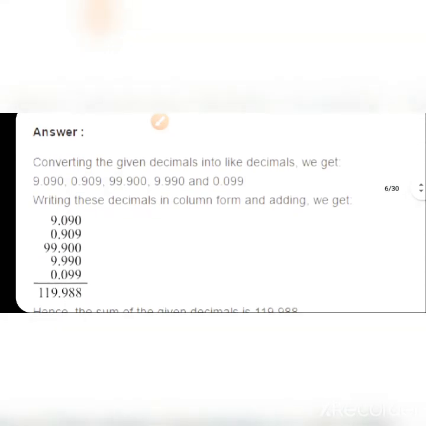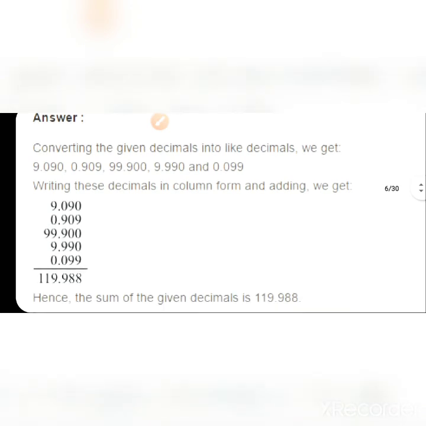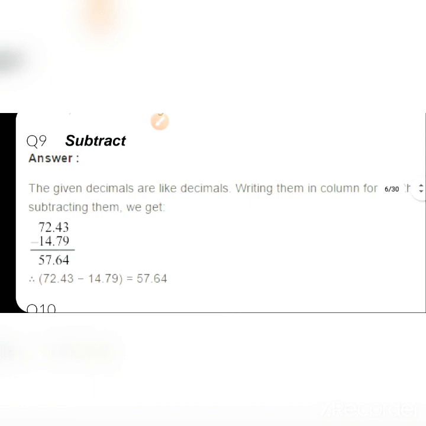Eighth number, and here we have completed the first part of it, that is addition, and in the next part we have to subtract. Let's see what the question is. The question is to subtract 14.79 from 72.43.